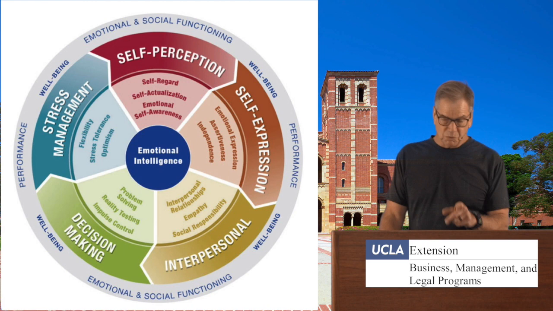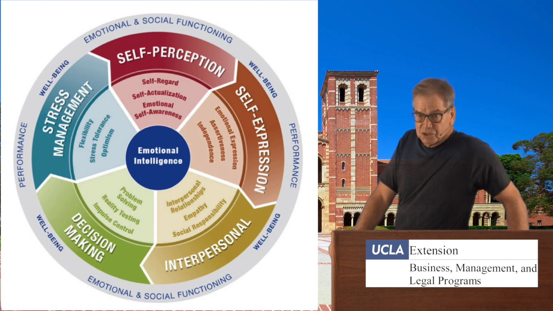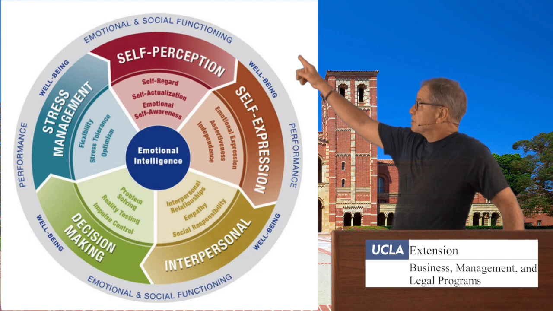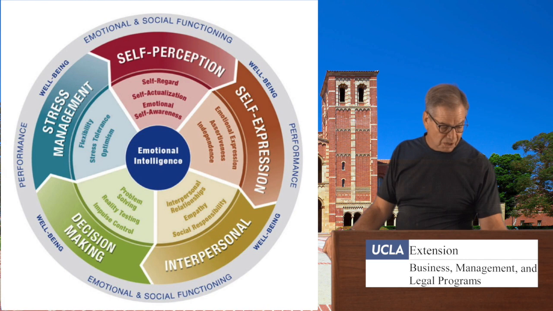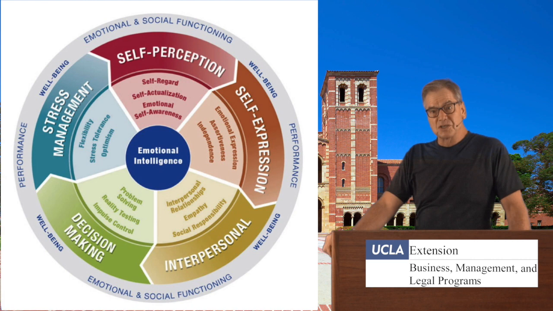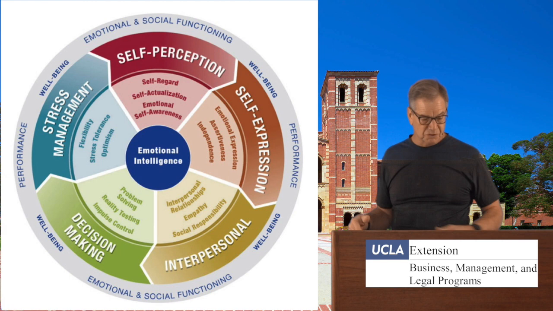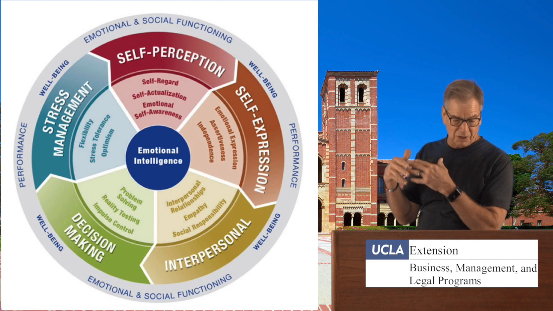I want to review briefly what emotional intelligence is all about. There's a circle diagram up here, which is the EQ-i 2.0 Emotional Intelligence Instrument Model. It basically says self-perception is at the top: how well we perceive ourselves, do we accept our warts, do we accept ourselves the way we are, self-regard, and do we have self-actualization in terms of being the best we can be. And then being aware of ourselves, where our emotions come from, etc. That leads to how we project ourselves, so self-expression. If we have a positive self-perception, that leads to a healthy and positive self-expression.